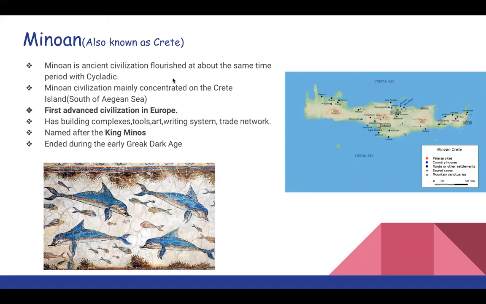The Minoan, also known as the Cretan. Minoan is an ancient civilization that flourished at about the same time period as Cycladic. Minoan civilization was mainly concentrated on the island of Crete, south of the Aegean Sea. This is the first advanced civilization in Europe, with building complexes, tools, art, writing systems, and trade networks. It is named after King Minos. It ended during the early Greek Dark Age.